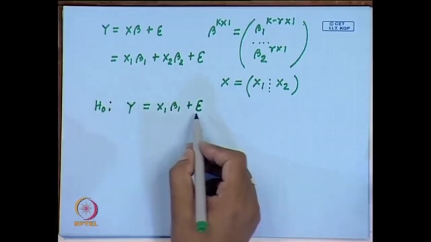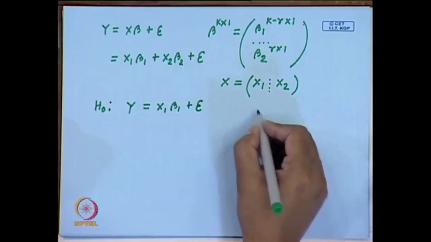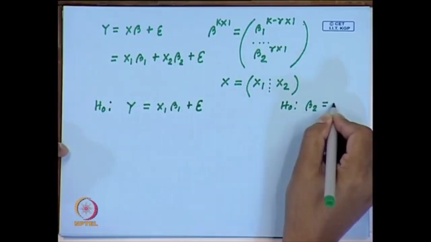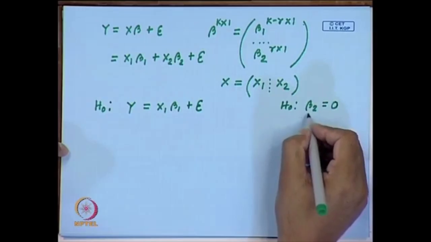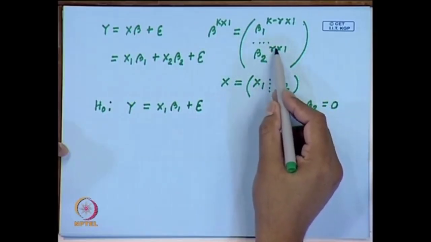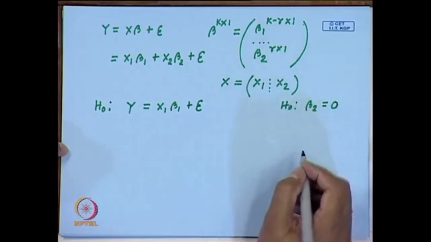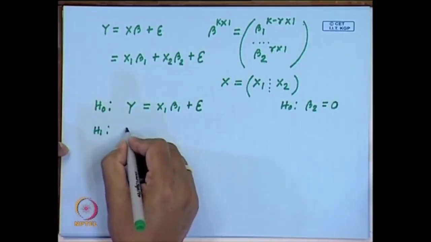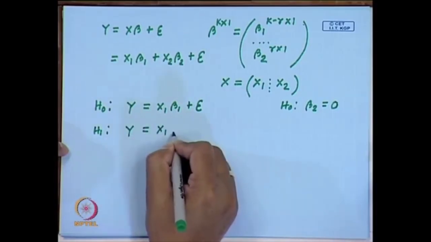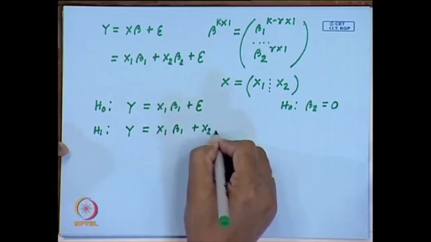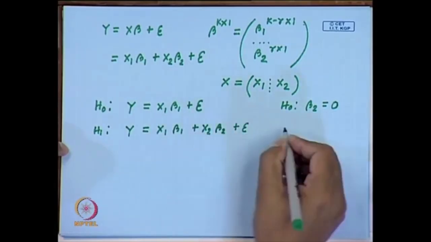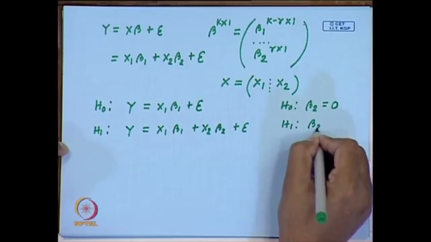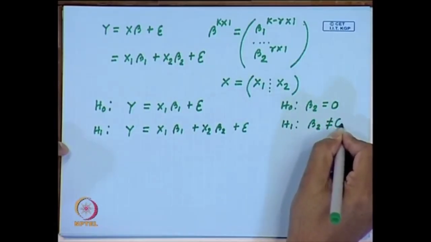That means, what I want to mean by this is that I am testing beta 2 equal to 0. So, beta 2 is a vector which involves r regression coefficients. Okay. So, against the alternative hypothesis H 1 that y equal to X 1 beta 1 plus X 2 beta 2 plus epsilon, which in other words says that H 1 is that beta 2 is not equal to 0.